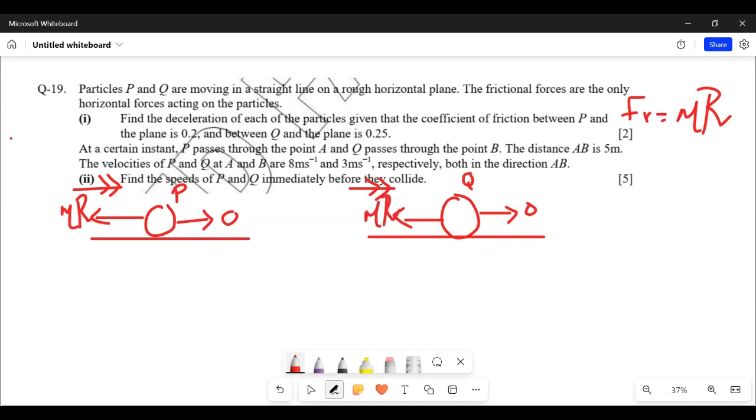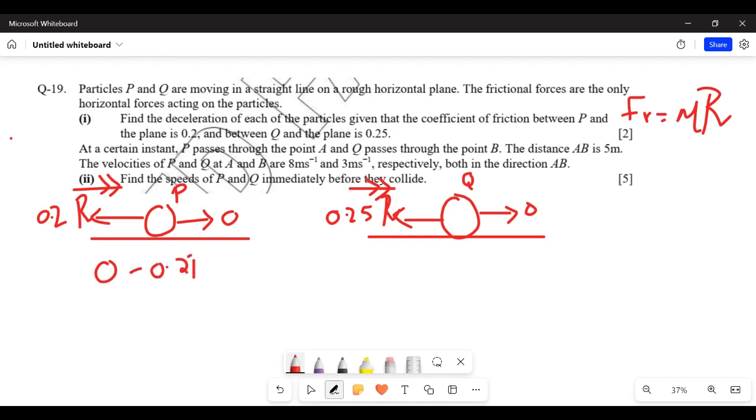Mu is given for both the particles. For the first one, it's 0.2, so this would be 0.2 R. And this would be 0.25 R. You have to find the deceleration of both the particles. So forward force minus backward force equals mass times acceleration. And here also forward force minus backward force equals mass times acceleration.